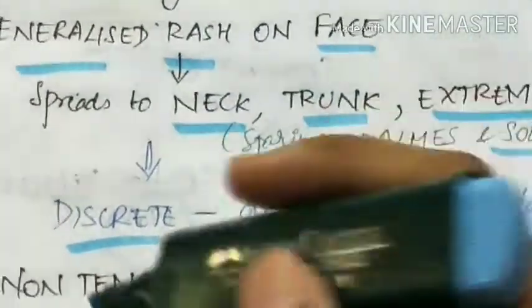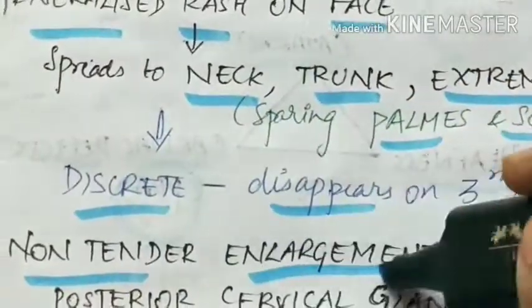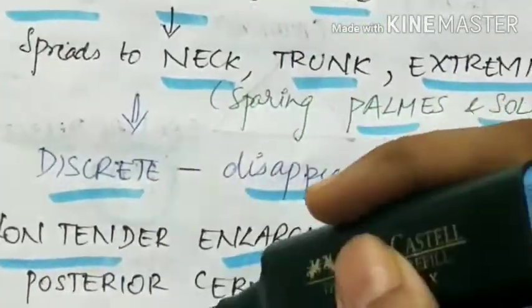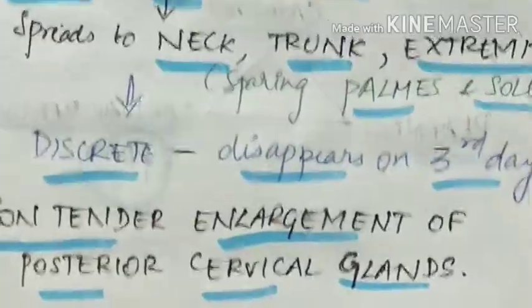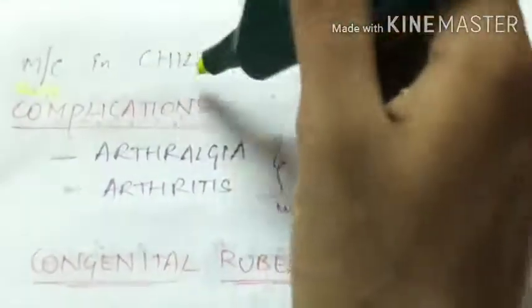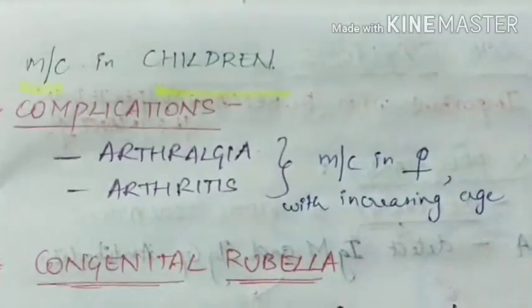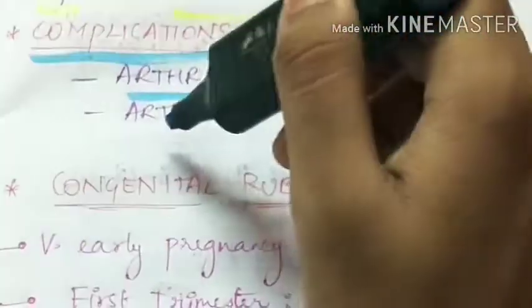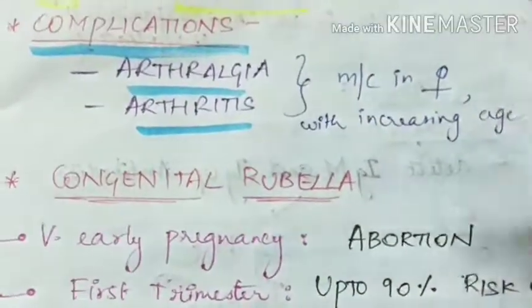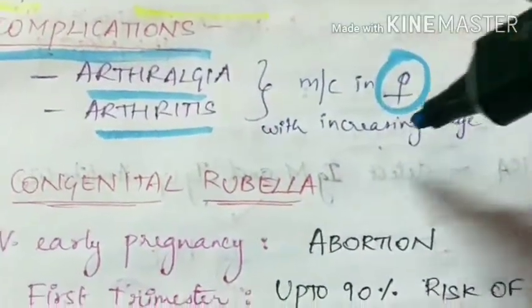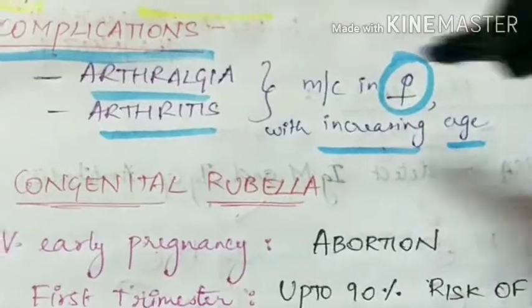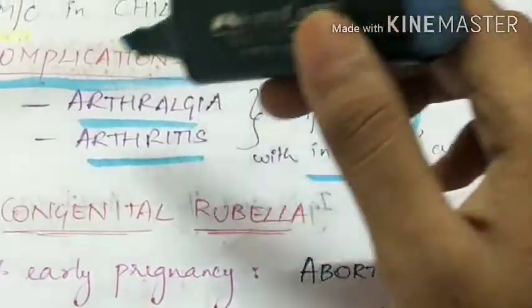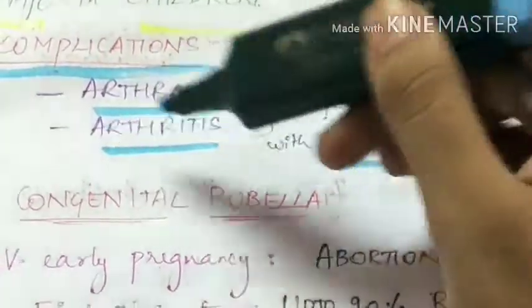There is also non-tender enlargement of the posterior cervical glands. Rubella is most common in children. Sometimes it can produce complications. The complications include arthralgia and arthritis. This is most common in females with increasing age.